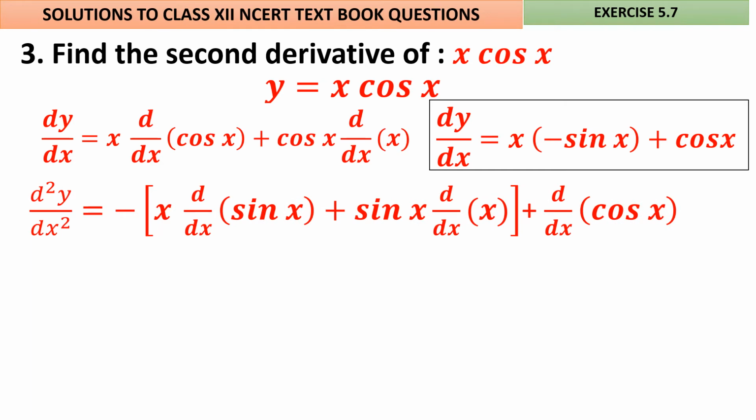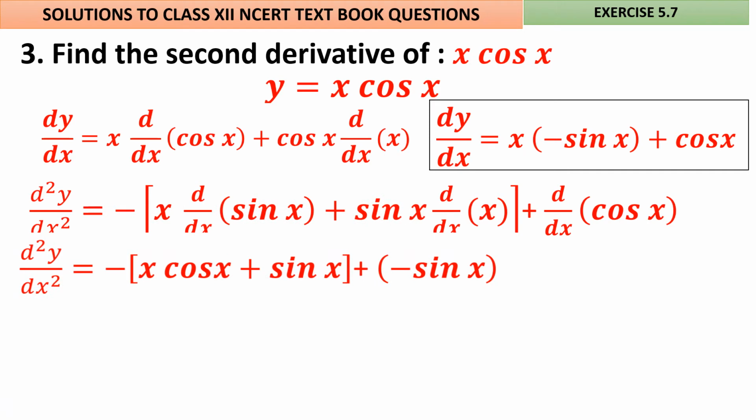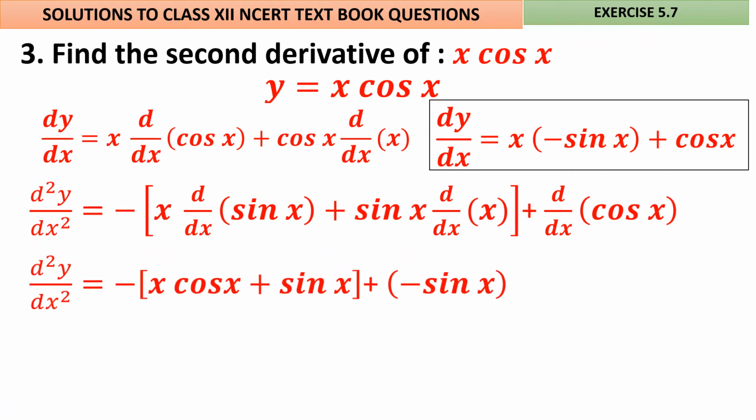Let us do the derivative once again. This minus x sin x, the first term, we have to use product rule. Keep x, differentiate sin x and keep sin x and differentiate x, plus d by dx of the second term, that is cos x. What is the derivative of sin x? It is cos x. Derivative of x is 1. Therefore, the first term will be minus of x cos x plus sin x.